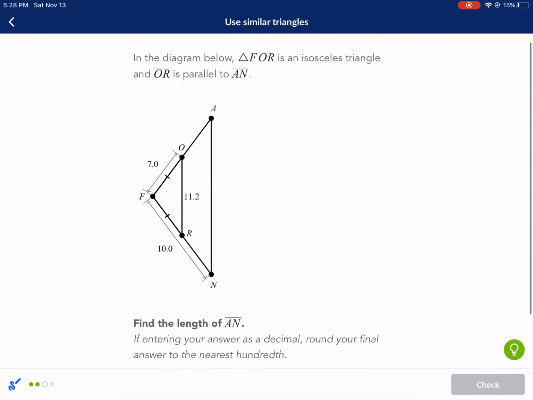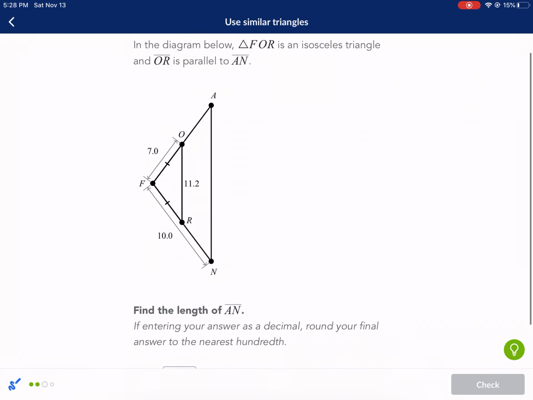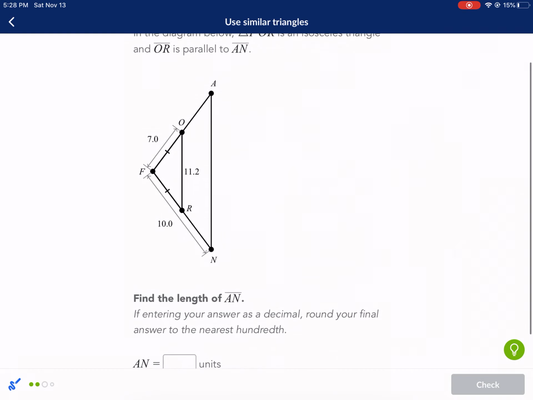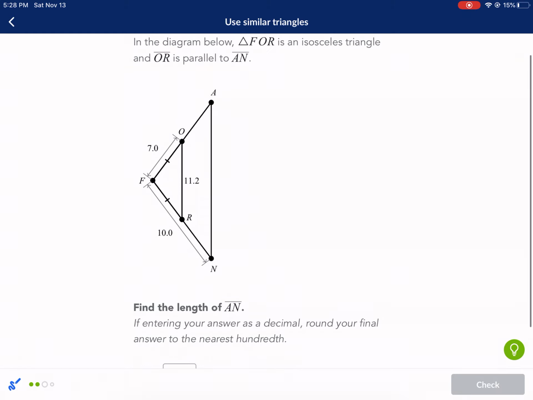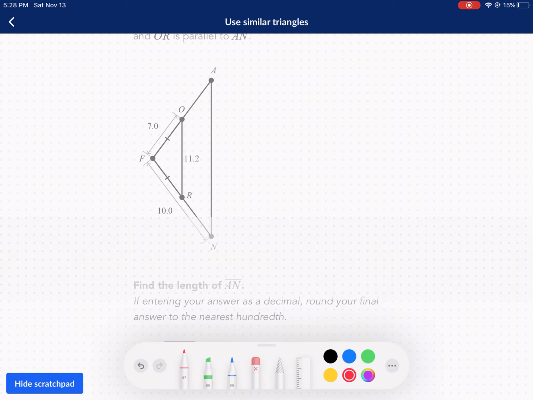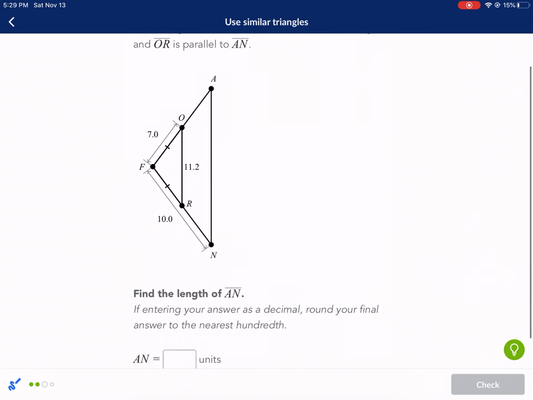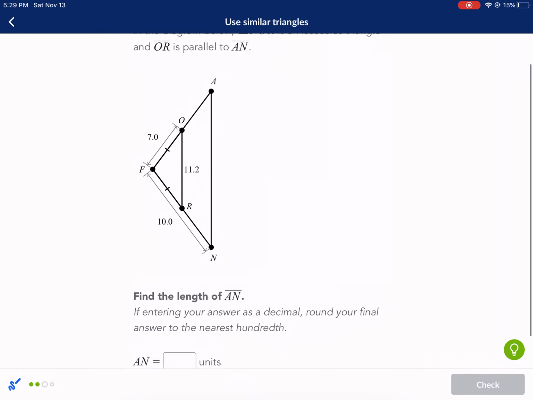Okay, probably running out of time here. Maybe I'll just kind of set up the next one. I'll do this one maybe quick. Okay, FOR is an isosceles. OR is a parallel line to AN. So let's see, OR. Okay, and it looks like it. Sometimes it's nice when they draw it so it looks parallel. Look at those straight lines. Okay, so we have AN equals blank units. We're looking for AN. That's our goal.